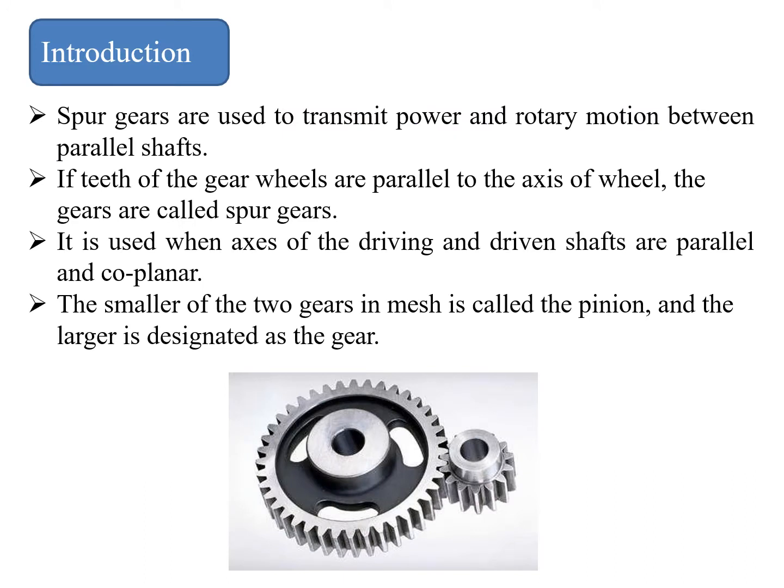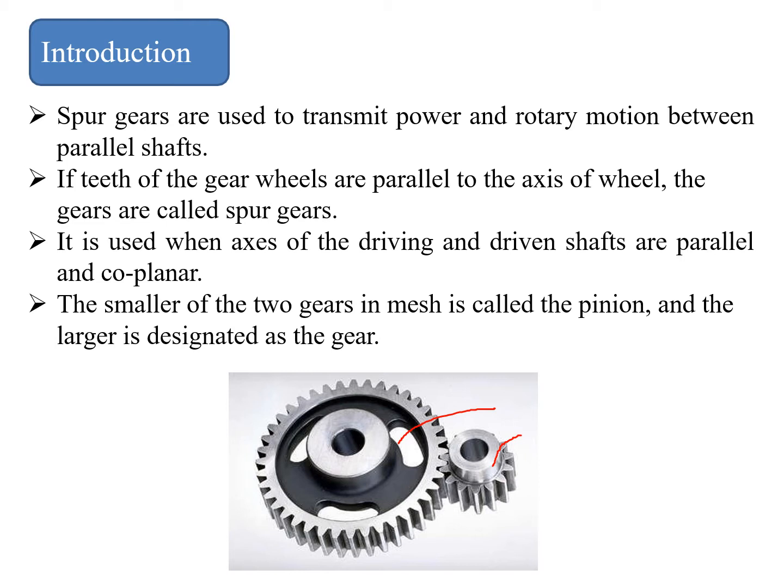So here in the figure you can see there is a spur pinion and this is a spur gear. They are in the meshing condition over here. So basically these spur gears are used to transmit power and rotary motion between parallel shafts. The basic arrangement of this spur gear system is that they are arranged on parallel shafts.